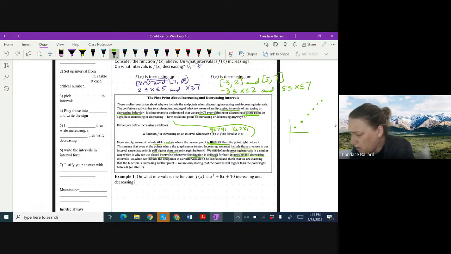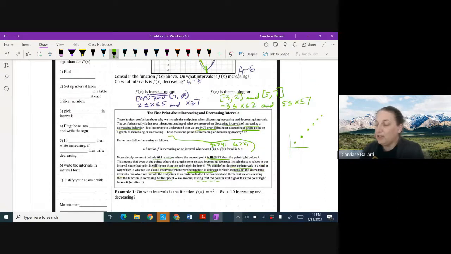So when we include the endpoints in our intervals, don't be confused and think that we are claiming that the function is increasing at that point. We are only starting at that point, and it is still higher than the point right before or after it, okay? All right, let's look at the left-hand side.